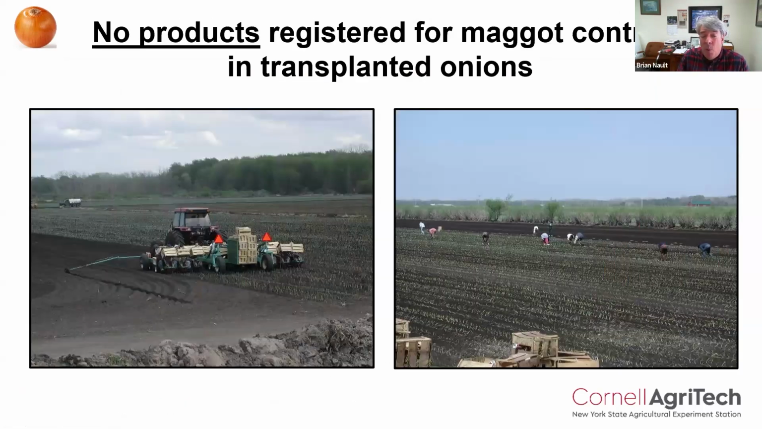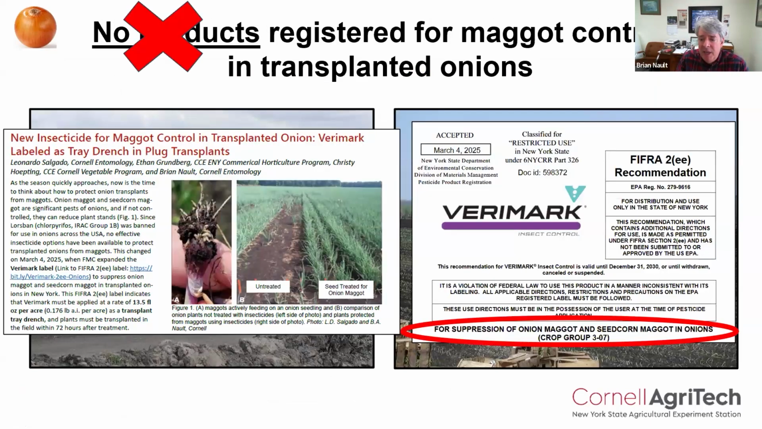Now, when Lorsban was banned in the United States, growers had no products that were registered and effective for maggot control in transplanted onions. They were scrambling for basically the last couple of years. I'm happy to say that based on the research that we did last year and some in 2023, FMC has labeled Verimark as a transplant treatment for suppression, not control, but suppression of onion maggot and seed corn maggot in onions as a transplant tray drench.